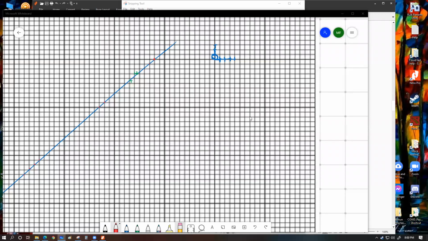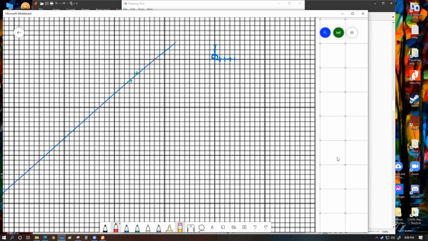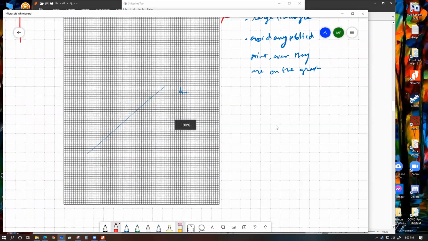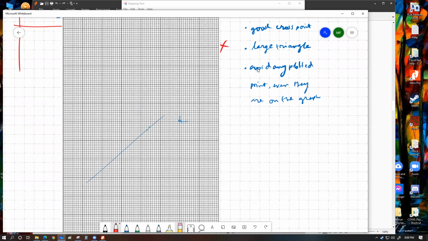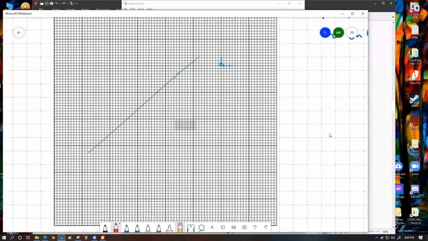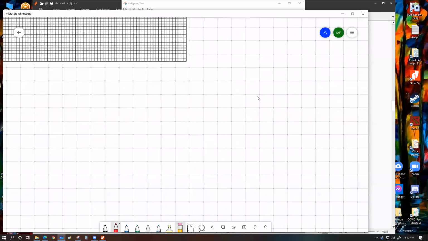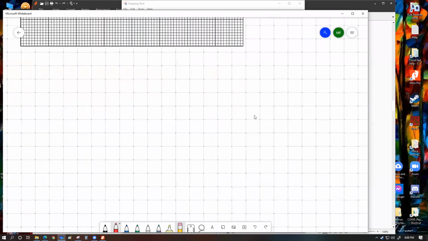So this is a primary thing that we should preferably choose a good cross point of the graph for our purpose. The second point is that we should preferably choose a large triangle. Large triangle means, if you wonder why should we choose a large triangle? There is a reason for this. The physical reason is something like this.